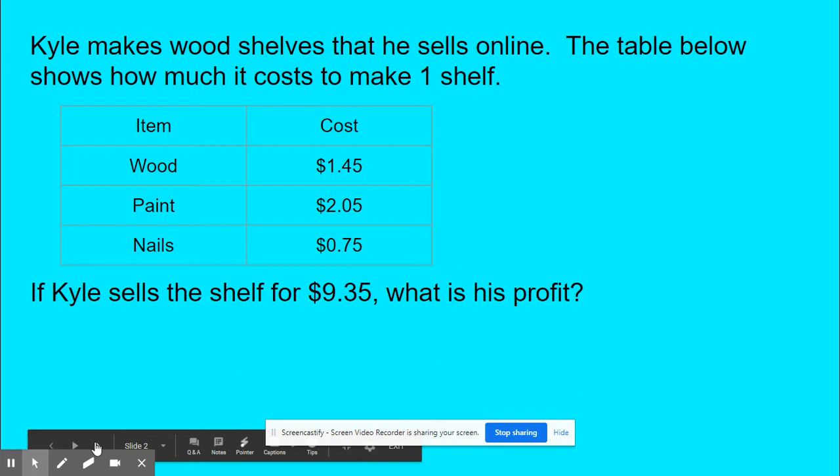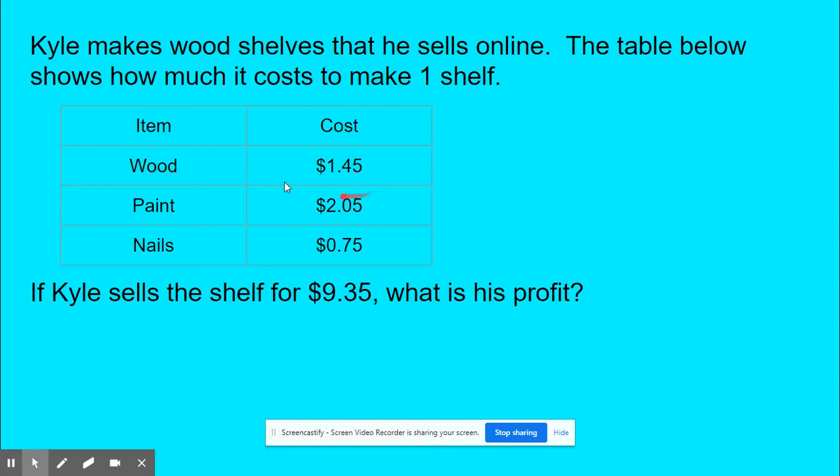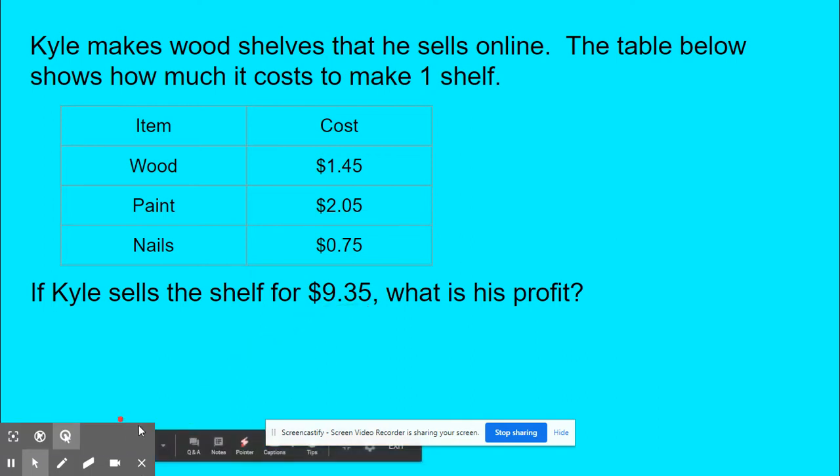So when we look at the problem, I can tell from my chart here that these are my expenses or my costs. I have wood, paint, and nails. And this is going to be my revenue, the $9.35. This is the amount of money that they're going to have, or their income.